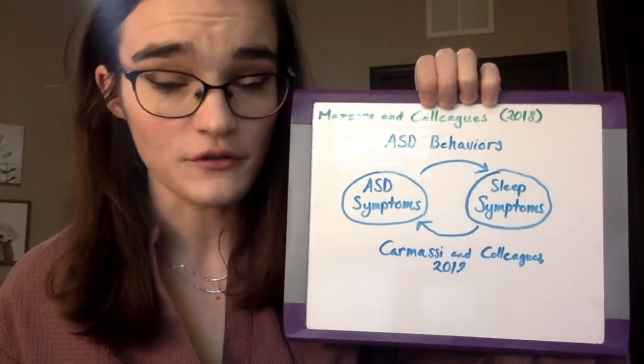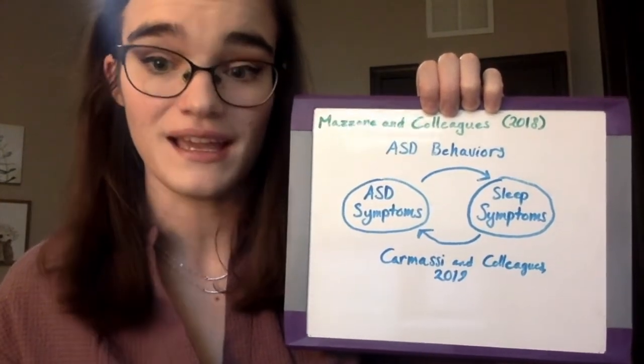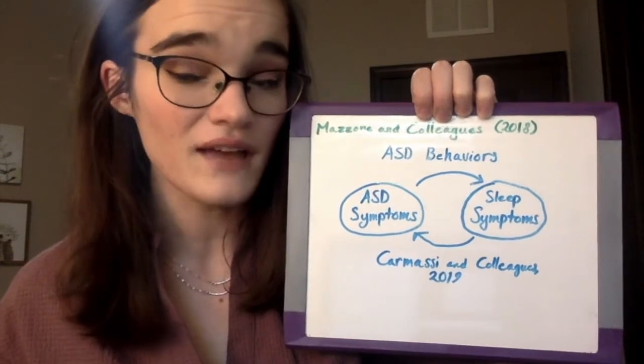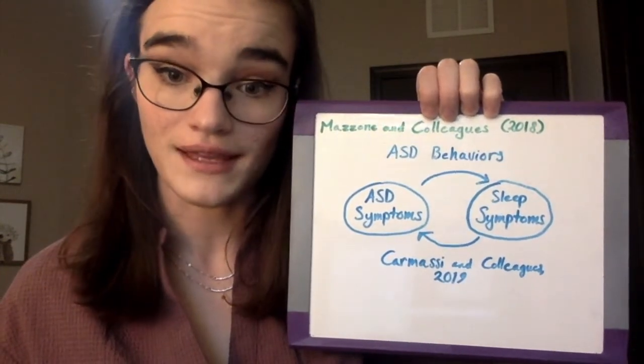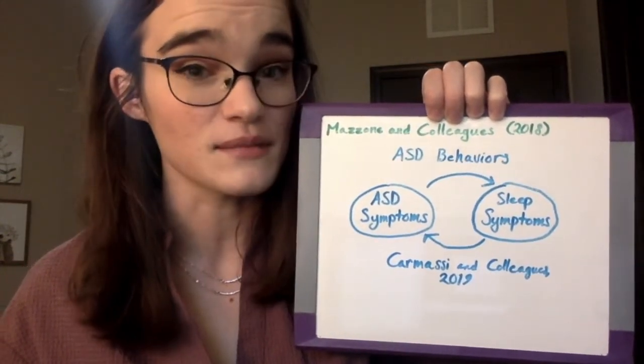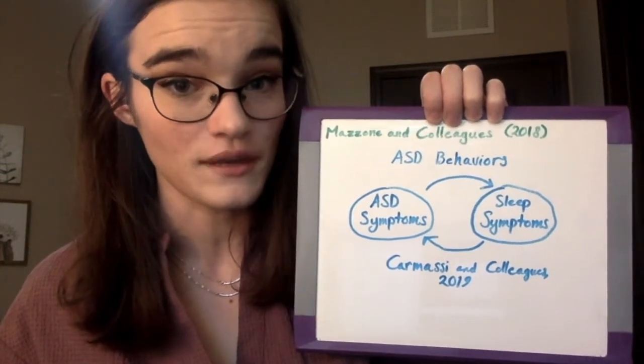Karmasi and colleagues found in 2019 that sleep symptoms and ASD symptoms likely have a cyclical relationship, meaning that symptoms of a sleep disorder and symptoms of autism likely exacerbate each other. Most other studies focus on the biological abnormalities associated with autism leading to sleep symptoms.